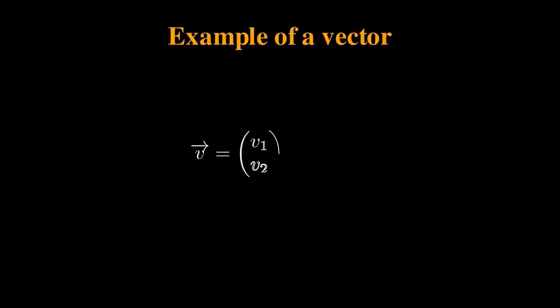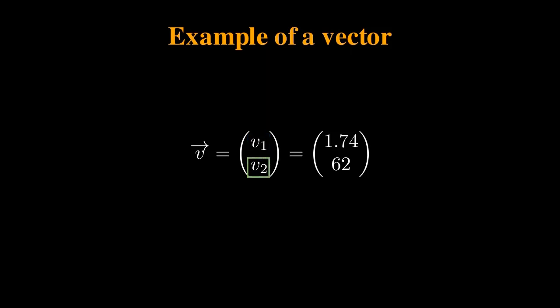For example, if you are analyzing the height and weight of a class of students, in this domain a two-dimensional vector will represent each student. Here, v1 represents the height of a student, and v2 refers to the weight of the same individual.